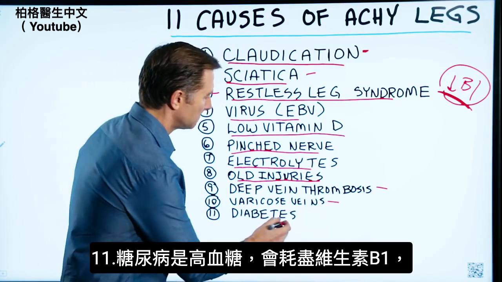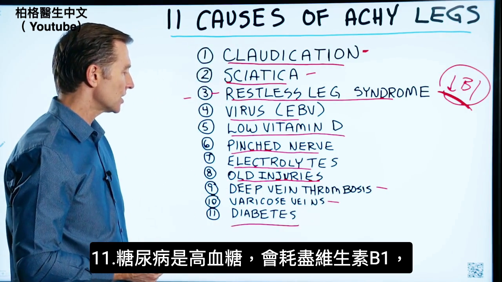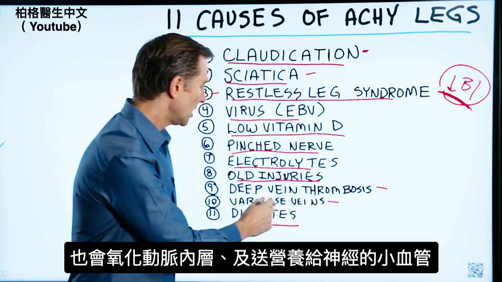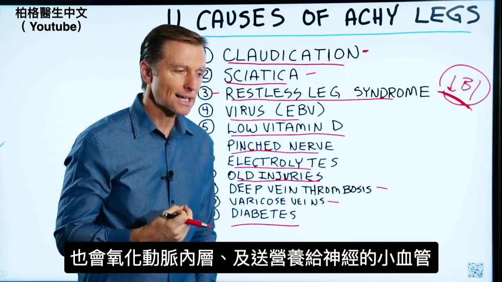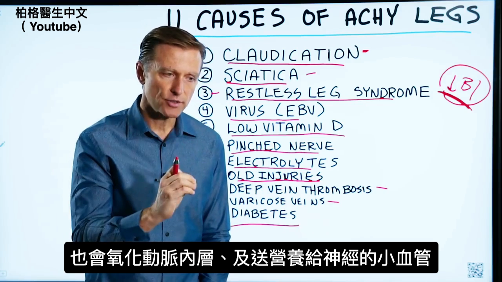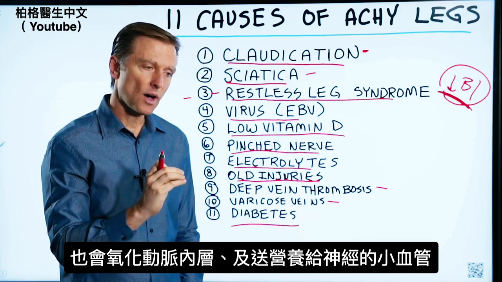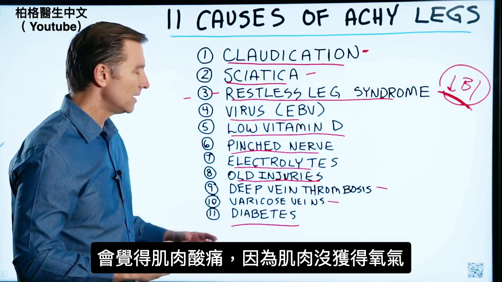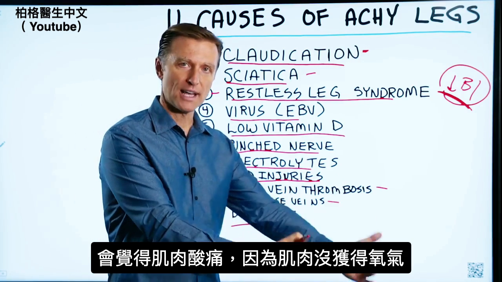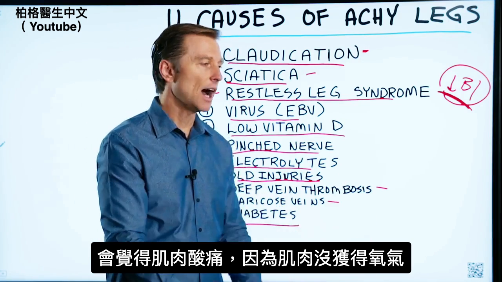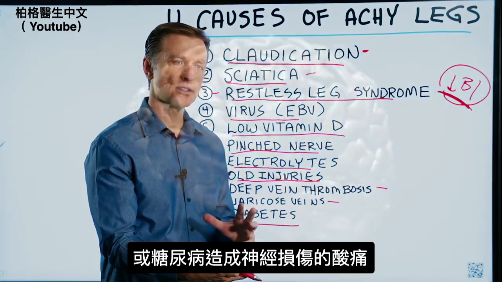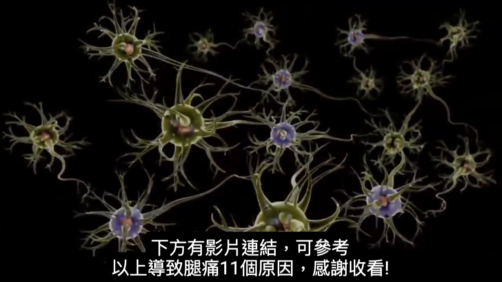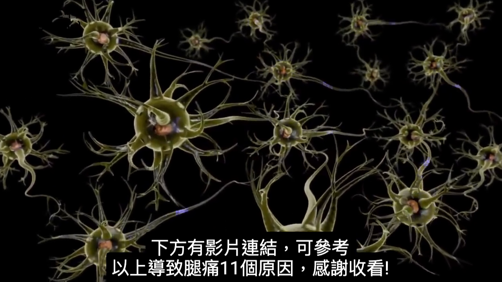And then we have diabetes. Diabetes is a high blood sugar situation. Not only will it deplete vitamin B1, but it will also create oxidation in the inside of the artery and the capillaries, the small blood vessels that feed the nerves. So you can have achiness from the muscle aspect because the muscle is not getting oxygen, but also achiness from the neurological damage that occurs from having diabetes. And I put videos on each one of these down below so you can check it out.